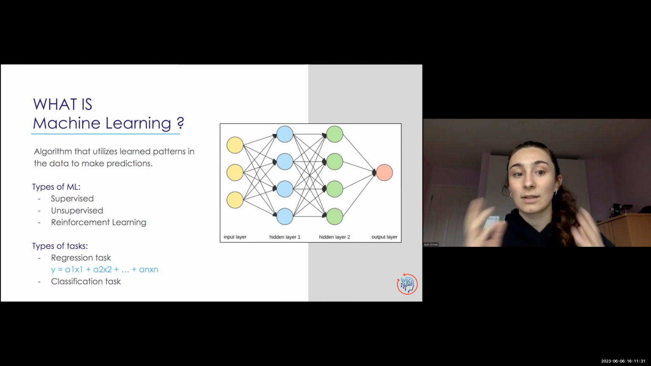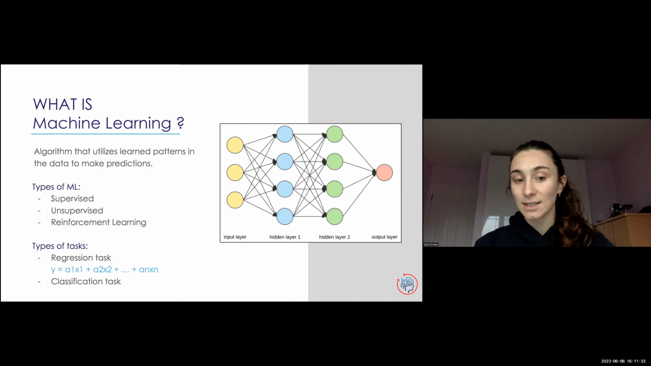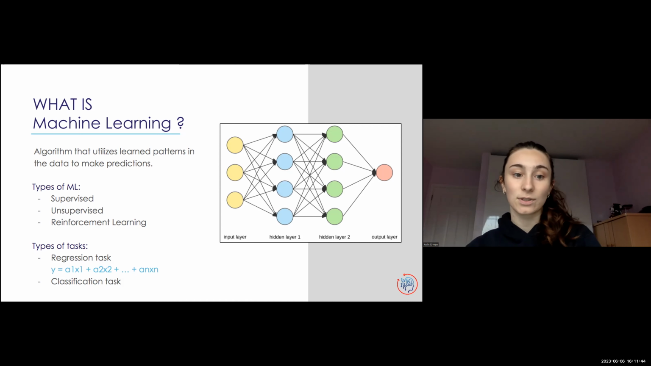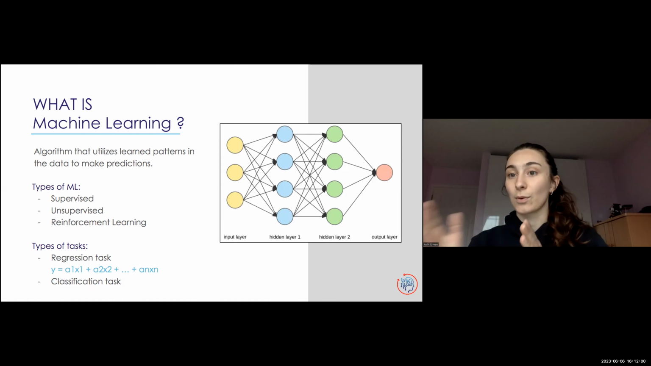Then within this type of machine learning, there's different types of tasks. And two of those main tasks are regression tasks, which means predicting continuous values, and classification tasks, which is predicting discrete values. So another example of this would be if we want to predict the price of a house. Let's say you have data, which is how old the house is, how many bedrooms it has, what's the square footage. So these are all variables that are x1 through xn.